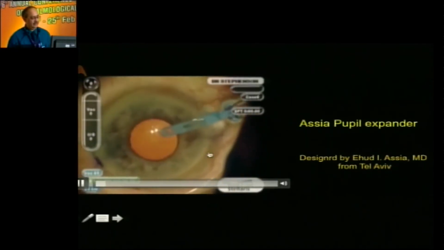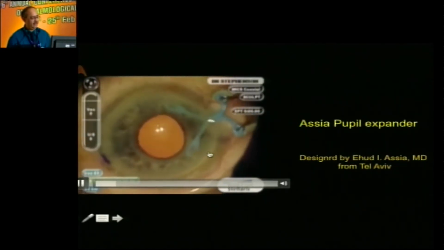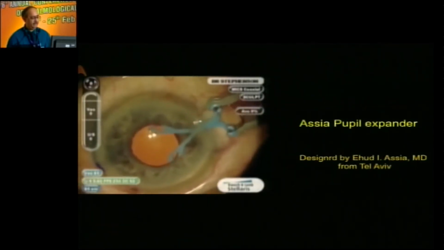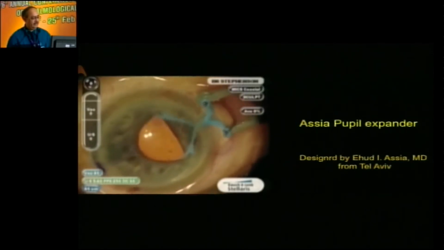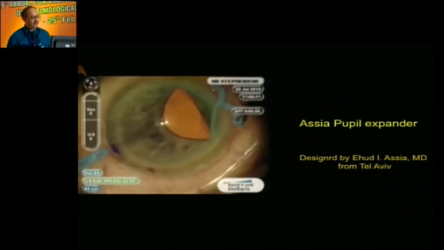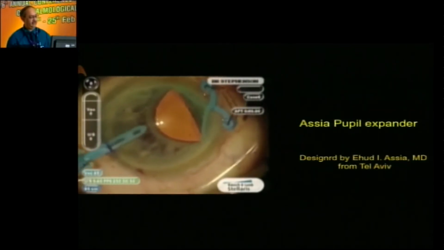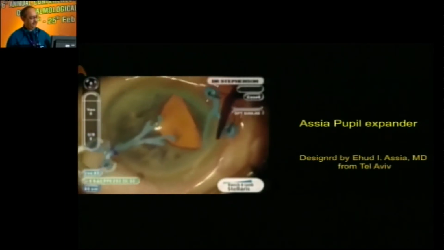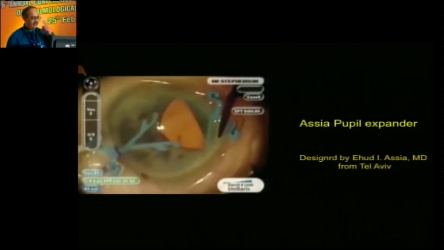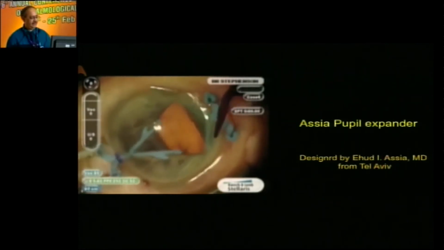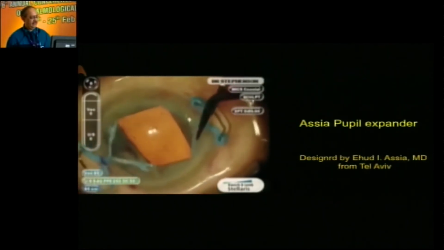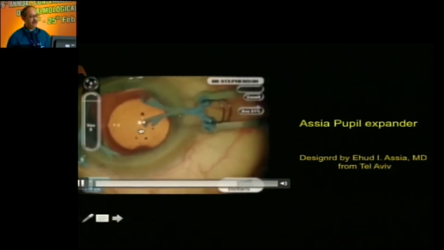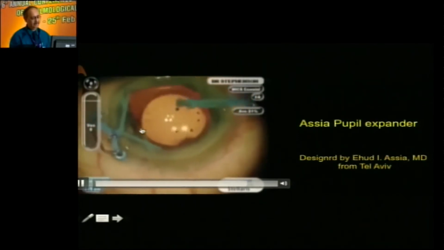So this is a nice pupil expander devised by Professor Asia from Israel. You go under the iris. Even if you cannot listen to the audio, the video is self-explanatory. You use a little forceps to clip it. It makes the pupil quite large, and it's kind of square, so that when you go to do your procedure, you pull them out of the small incision. It is a quadrantic pupillary expander, and it doesn't look like the eyes have it.